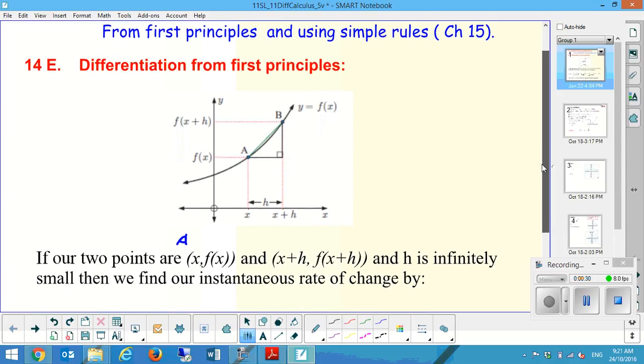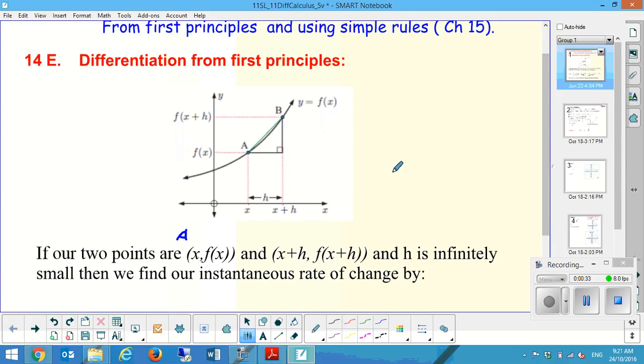So we're going to look at a general function, f of x, y equals f of x, and we're going to have our 2 points A and B, and look at what happens to the gradient of that chord as B gets closer to A. So A is our first point, x and f of x, and our second point B is going to be h units further along the x-axis. And as B gets closer and closer to A, h is going to get smaller and smaller. So the coordinates of B are going to be x plus h, and the value of the function at x plus h.